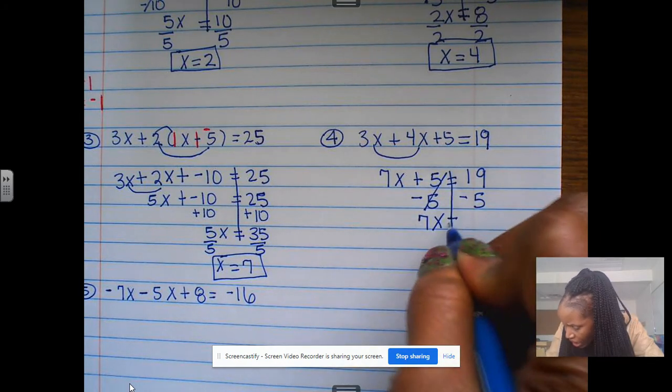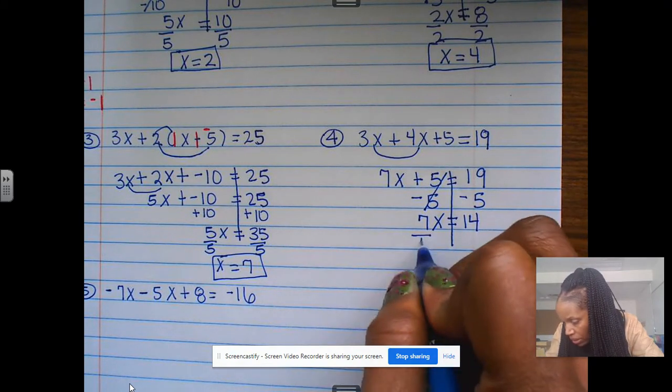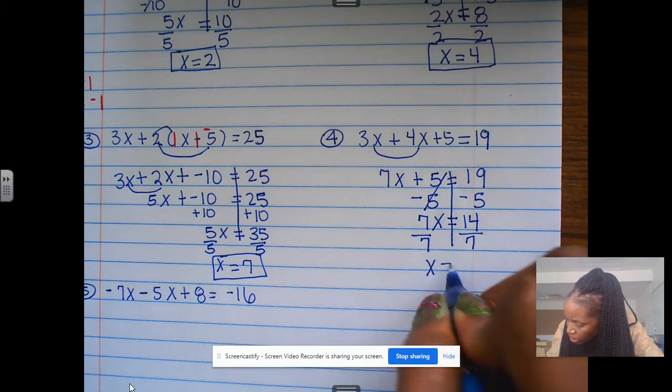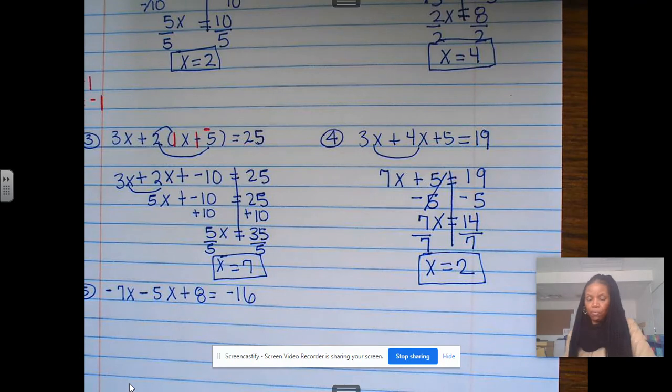Goal: get x on the other side. 19 minus 5 will give me 14. And then I'm dividing by 7, both sides. And so then I end up with x equals 2. That's my answer. 14 divided by 7.